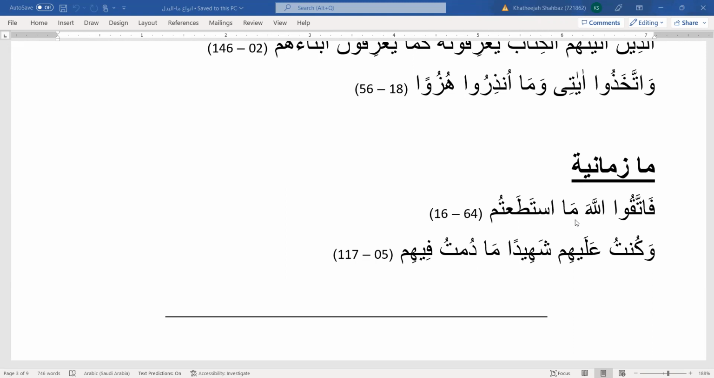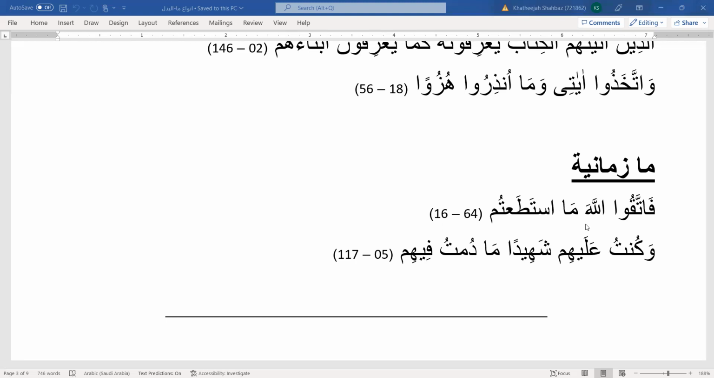You all fear Allah as much as you are able to. Istata'a yastati'u. Istata'a, he was able. Istata'a, istata'u, istata'ata, istata'tum. You all are able. You all were able actually. This is Madi. But when it's used with ma zamaniya, it will be translated as mudare. So you all protect, you all fear Allah as much as you can.